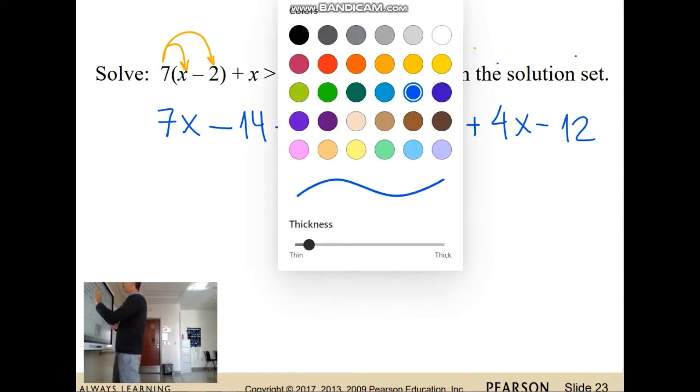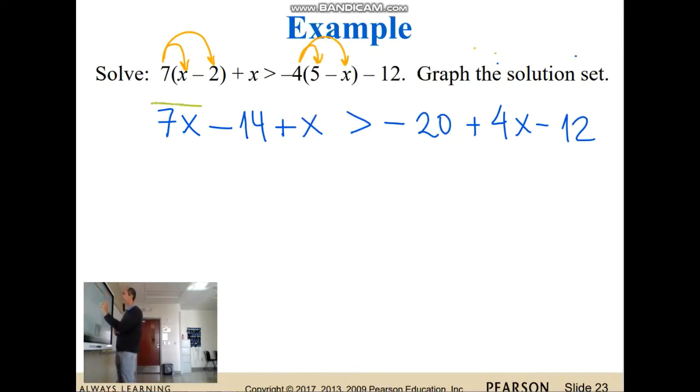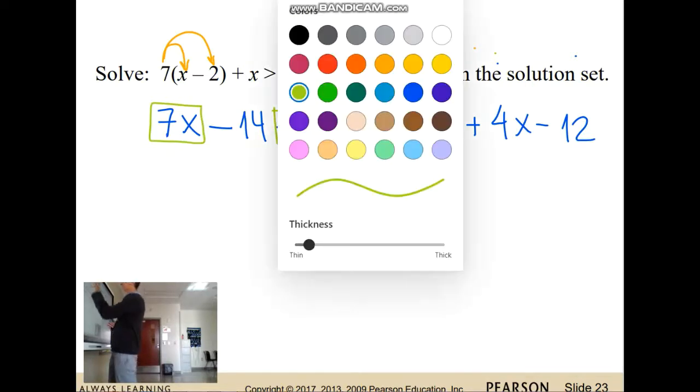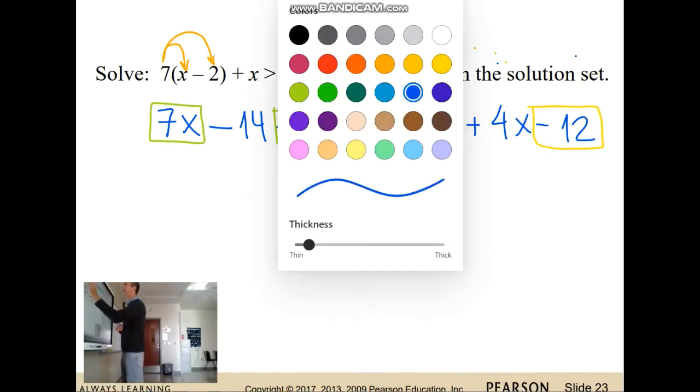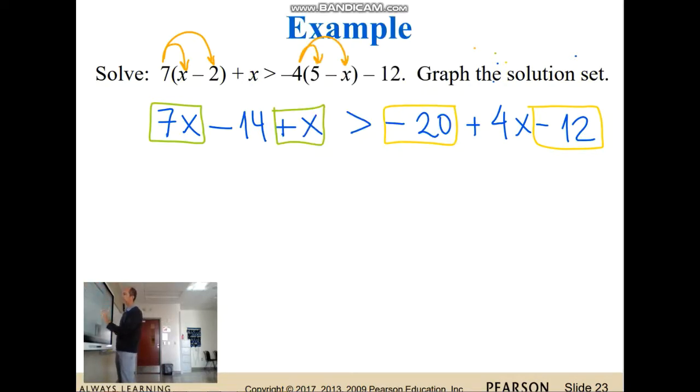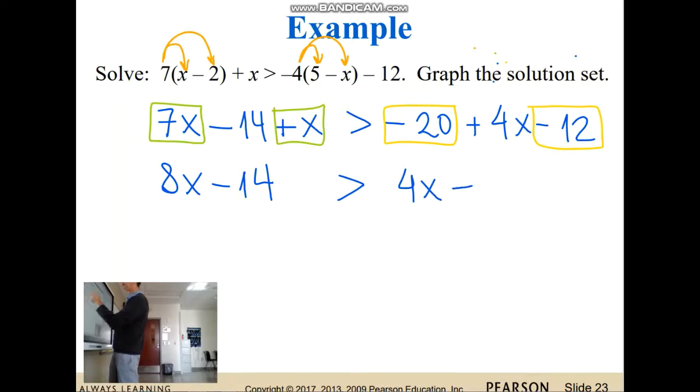Combine like terms. The next thing we will do, we can combine 7x with x, and we can combine negative 20 with negative 12. So we will have 7x plus x, 8x minus 14, greater than, and let me just write down here, 4x minus 20 minus 12, negative 32, right?